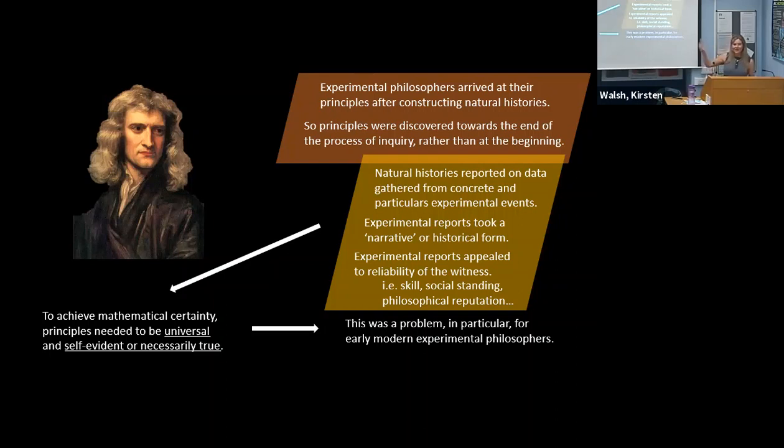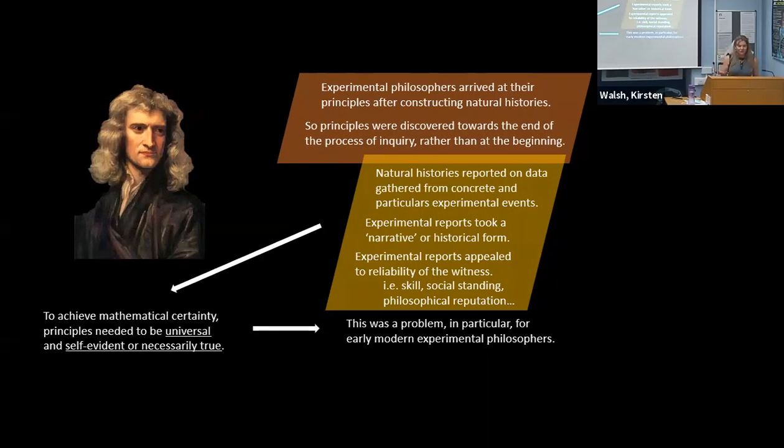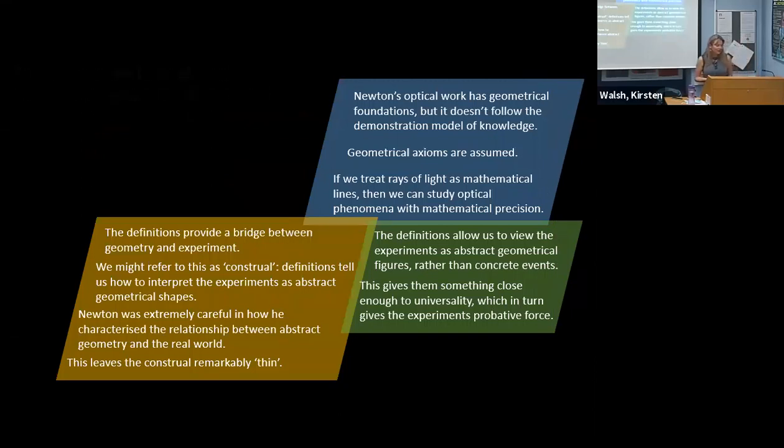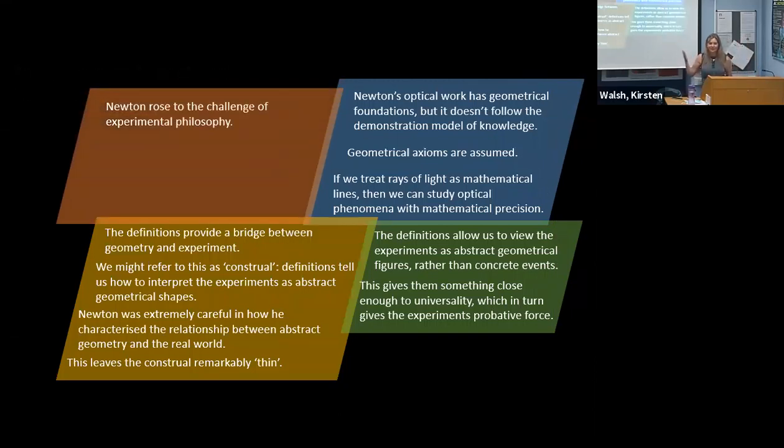And in particular, in Newton's case, how are we supposed to turn optics into a science, into something where we can achieve certainty? And I said, what was recognized at the time was that we needed decent principles, natural philosophical principles. They needed to be universal and self-evident or necessarily true. And this is the problem that Newton was working with. So what we see here is Newton rising to the challenge of experimental philosophy. He sees that there's this problem and he gives us a method of proof.